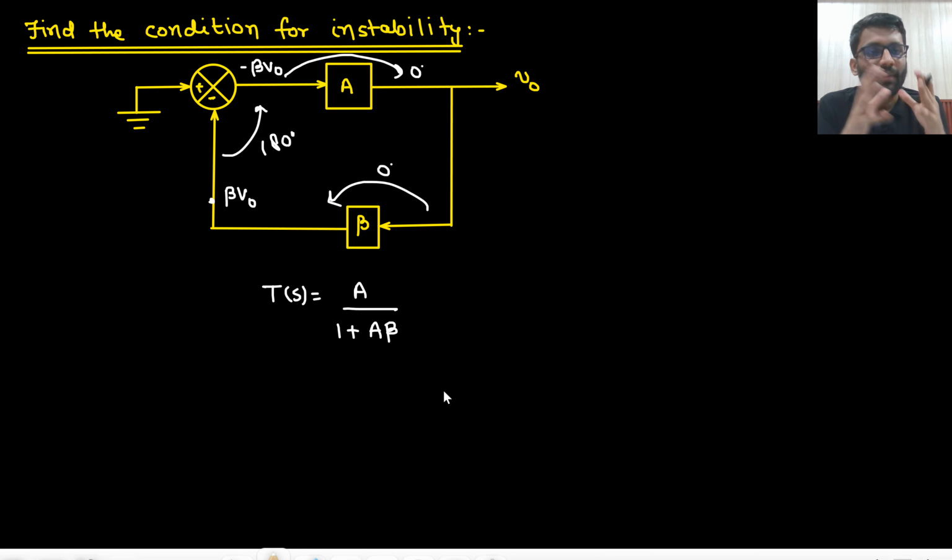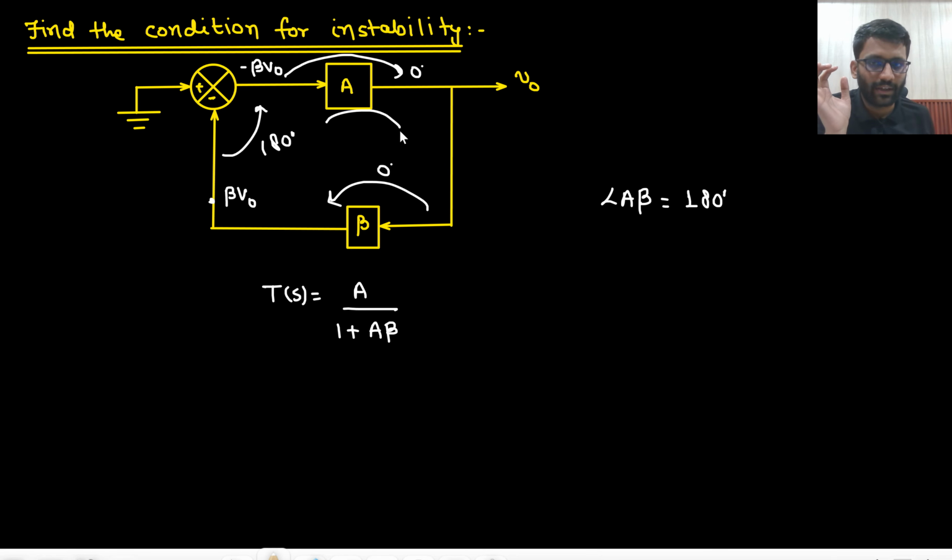Now what if my system is such that A beta is providing me 180 degree phase shift? Then tell me what will be the total phase shift? A beta combined is providing me 180 degree phase shift from here to here. So 180 degree phase shift from A beta, and 180 degree phase shift from this negative sign, because this is a negative feedback system. So if A beta provides me 180 degree phase shift, then my total phase shift will be 0 degree, or you can say 360 degree, right? Because 180 we are getting from here, and 180 we will get from here.